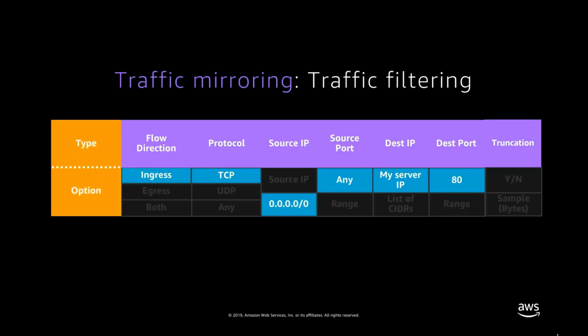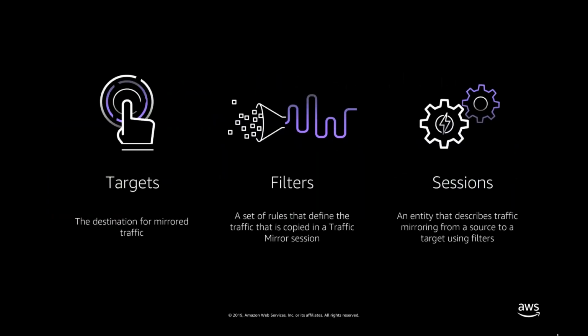Another option that you can specify with a traffic mirroring session is that you can choose to create a truncation, so that you can just mirror, let's say, the first 200 bytes or first 1,000 bytes of the packet. In this case, I choose to copy the entire packet. So I skip that truncation field and I get the full packet that's coming into my ENI. And that's how you create a filter, right?